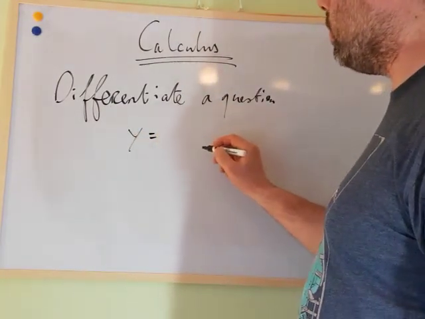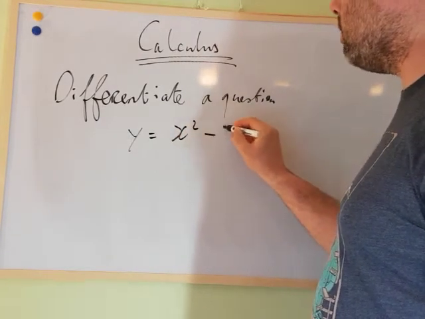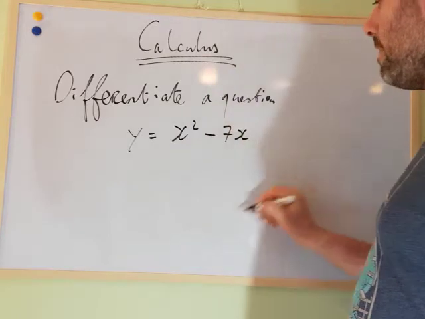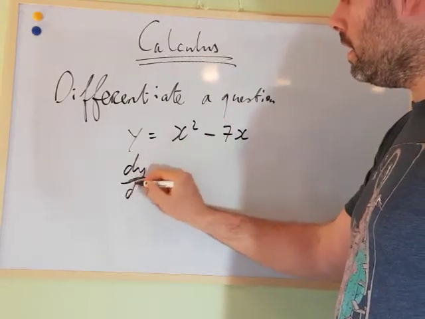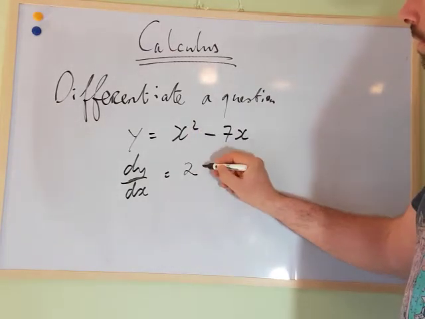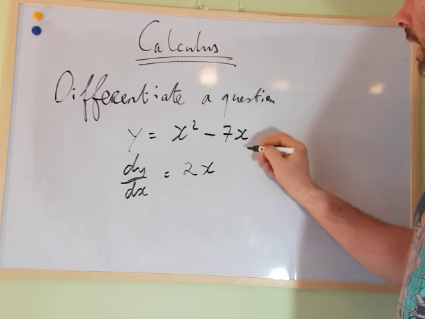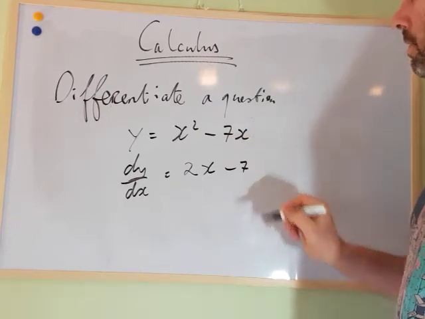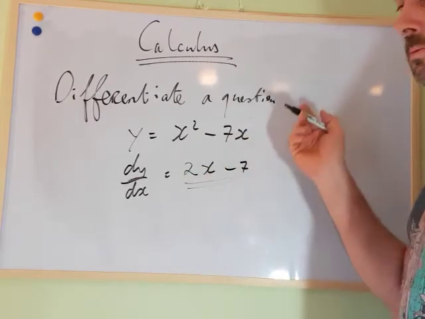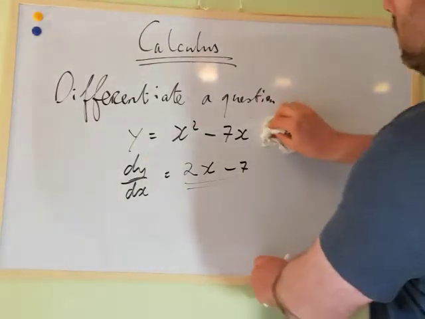y is equal to x squared minus 7x. dy dx would be, bring down the power, reduce it by 1, so that's now x, or x to the power 1, and if there's no power, your variable disappears and you're left with your constant. And there's my answer, 2x minus 7. Now let's look at another example.